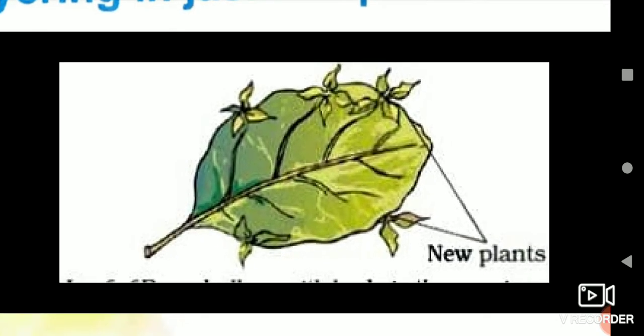Now the next, that is the last, reproduction from leaves. As you all know, some plants have leaves which grow buds along the edges. This leaf, as you can see here in the picture, has edges and on the edges there are small leaves present. So this is the reproduction from leaves. These plants reproduce from leaves. A new plant grows from these buds and later separates from the parent plant. Bryophyllum is an example of reproduction from leaves. This is the picture of the Bryophyllum plant.